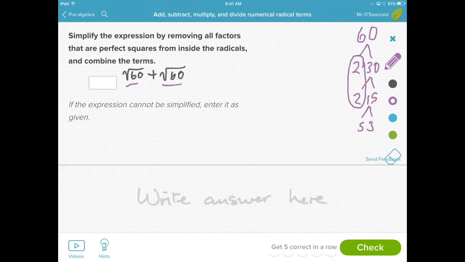So what we can now say is that this expression here is equal to 2 times the square root of 15 plus 2 times the square root of 15. And this is very straightforward. If you think of the square root of 15 as being x, then you've got 2x plus 2x, which is equal to 4x. So 2 times the square root of 15 plus 2 times the square root of 15 is just equal to 4 times the square root of 15.